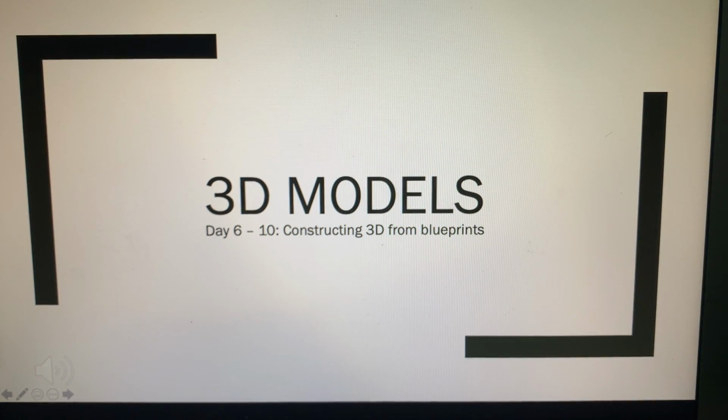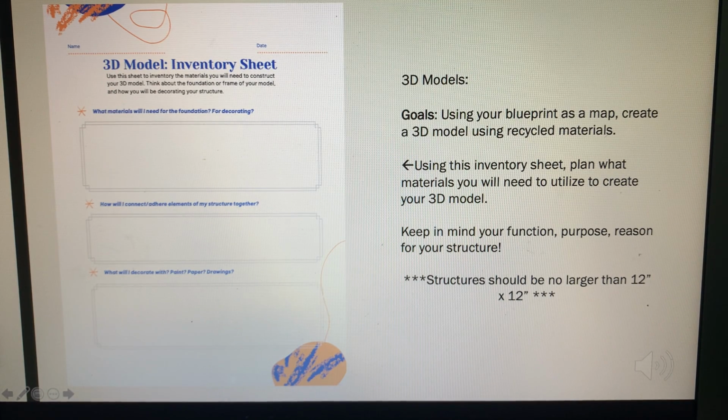The final lesson in this unit is 3D models. Students will construct a 3D model utilizing the blueprint that they had created. Students will use their blueprint as a map to create a 3D model using recycled materials such as water bottles, milk cartons, egg cartons, cereal boxes, among other things. Additionally, the teacher will provide tape, glue, staples, paper, and paint to create their 3D model.